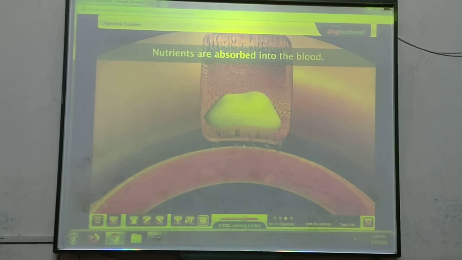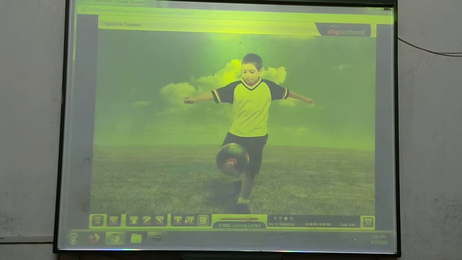As the walls of the small intestine are very thin, the nutrients from the digested food are absorbed into the blood. They are then transported to all parts of the body. This is how food gives us energy for growth and repair and all our other activities.